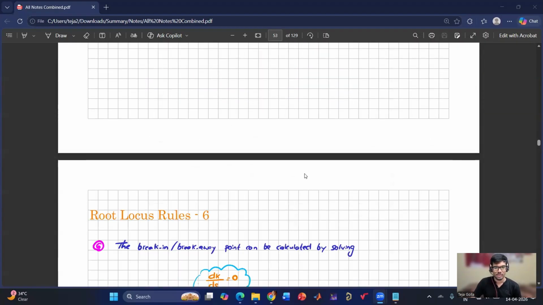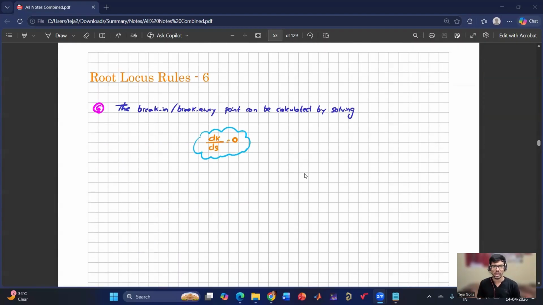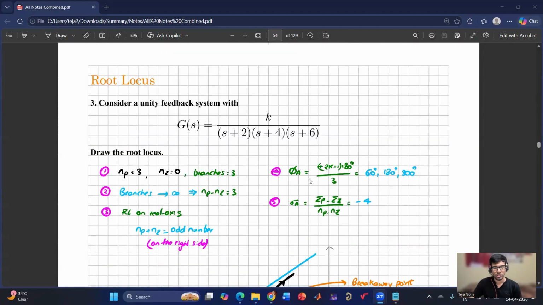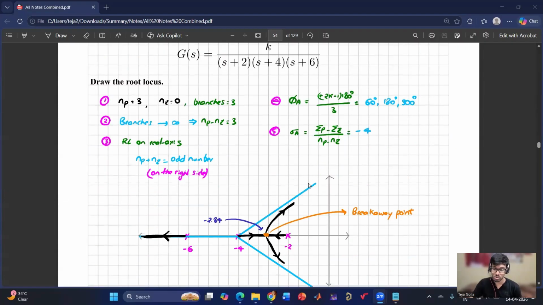Then we solved a problem which needed all 5 rules to understand and draw the root locus. Then we discussed rule 6, which is the break-in or breakaway point. For that you have to differentiate dK with respect to ds and then solve for s. So all these s points will result in break-in or breakaway points. So here we needed 6 rules, not 5. So slowly we added one problem to understand the additional rule.